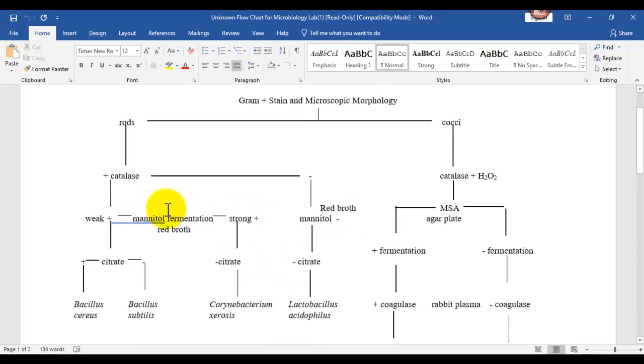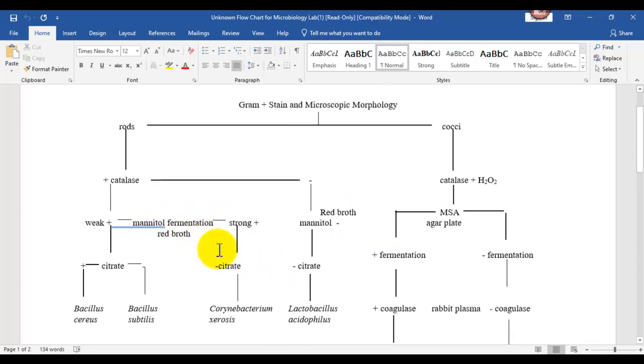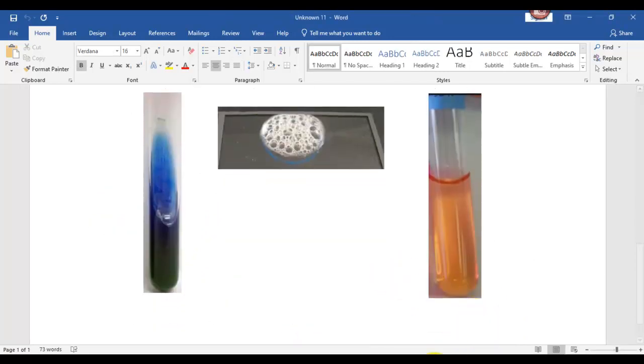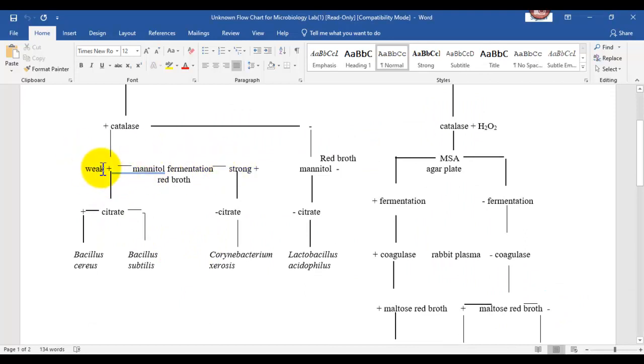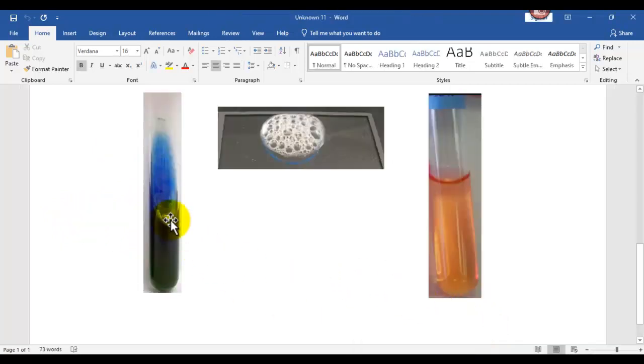Next thing you would look at is mannitol fermentation, which is a red broth tube. Remember, weak is orange, strong is yellow. So you go to that one, just an example. That's definitely an orange. That's a weak positive. And then, like I said, after that, you would look at citrate. Is the citrate blue, which would be positive, or is it green, which is a negative? And it's turning blue. Even though the whole thing's not blue, it doesn't matter. It would eventually all turn blue, but there's the blue slant.